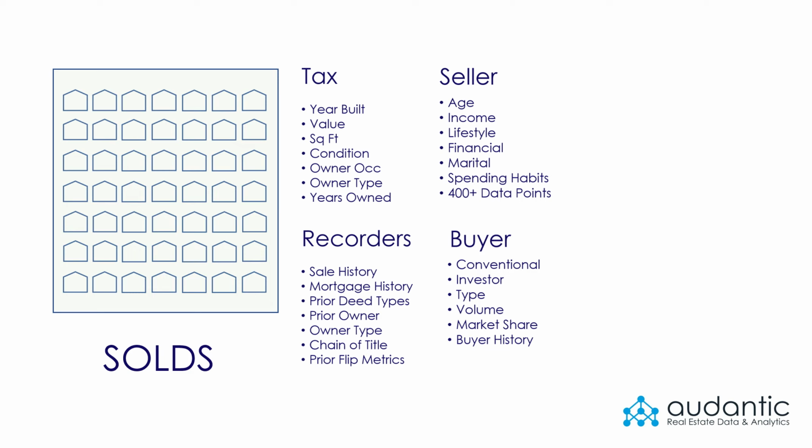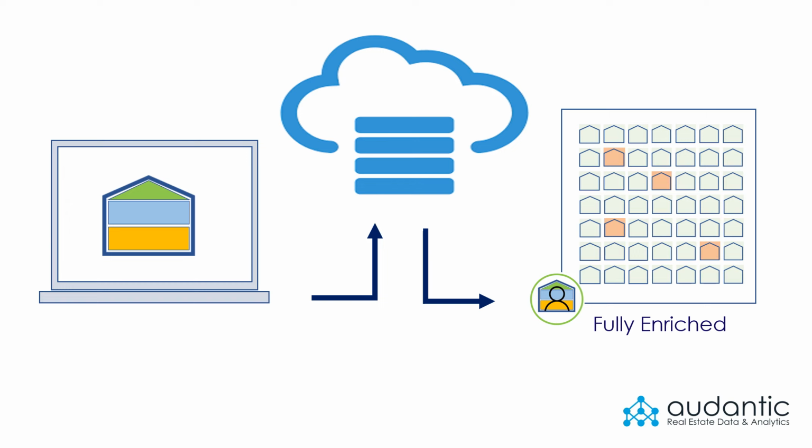So now that we know that we need the seller and the buyer information as well, we go back to our magical database, we pump that stuff through, and we end up with what we call a fully enriched set.